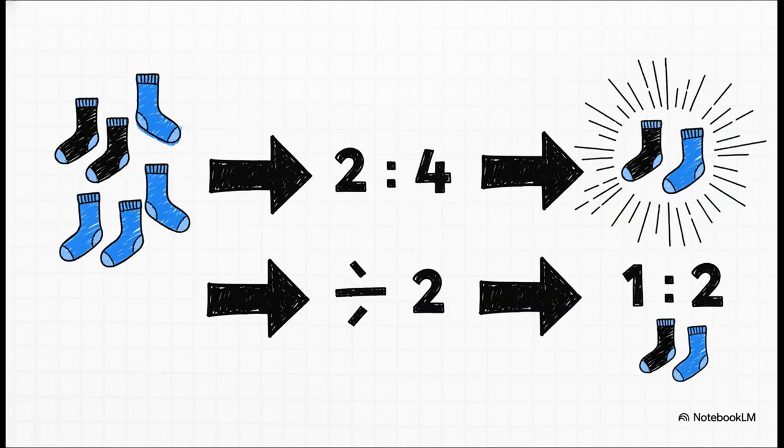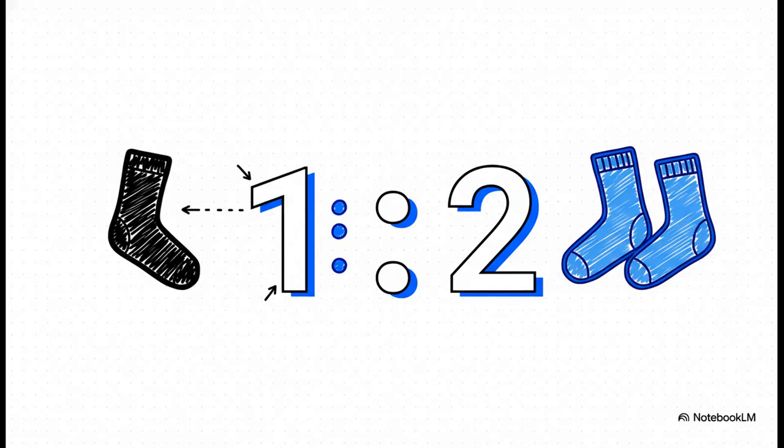Okay, let's solve it. We look at our info. We have 2 black socks and 4 blue socks. The question asked for black to blue, so our starting ratio is 2 to 4. Now we ask ourselves, can we simplify that? You bet. The biggest number that goes into both 2 and 4 is, well, 2. So we divide both sides by 2, and that gives us our final answer. So the simplified ratio is 1 to 2.